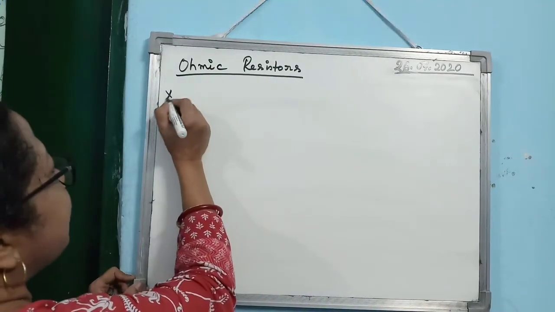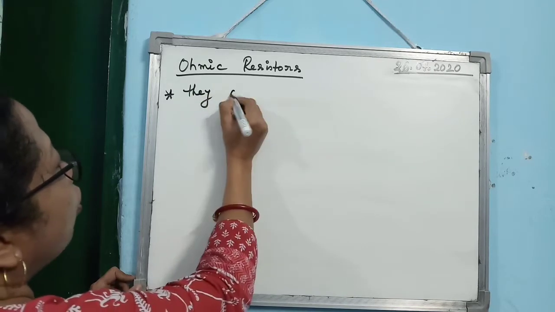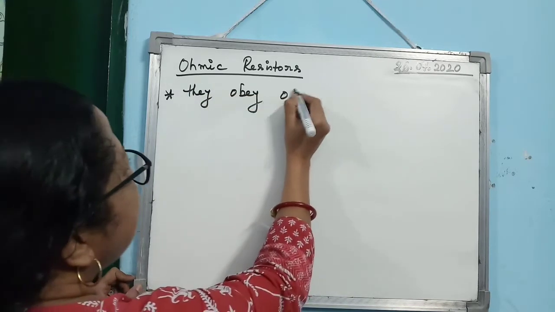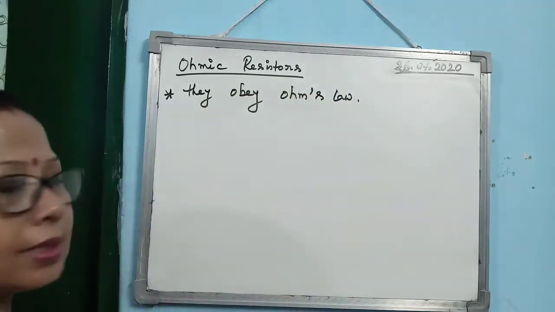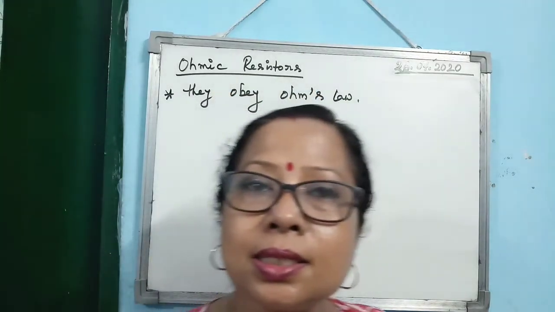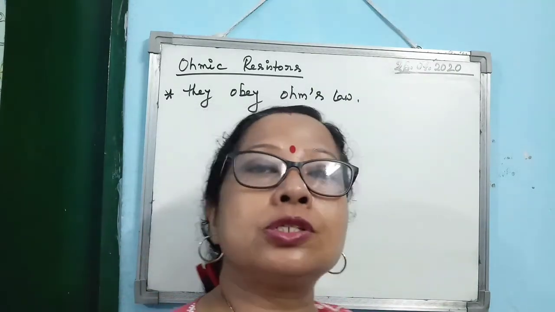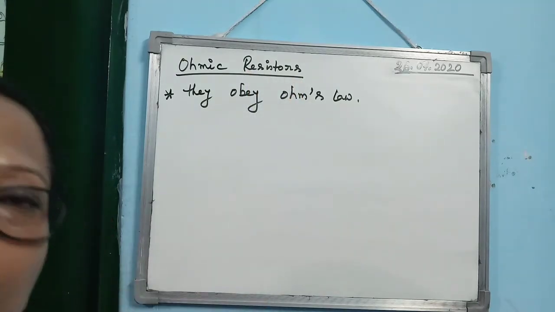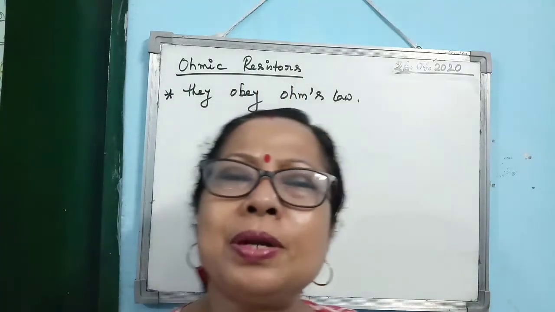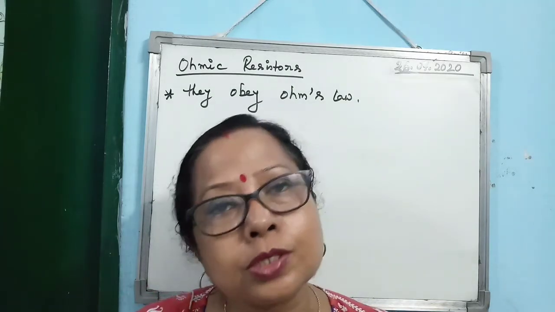Ohmic resistor means, from the name you can make out, they obey Ohm's law. Alright. So if it is asked, define ohmic resistors. So what are the ohmic resistors? The conductors which obey Ohm's law, they are known as the ohmic resistors. Alright. Now what are the examples? All metallic conductors, they obey the Ohm's law.